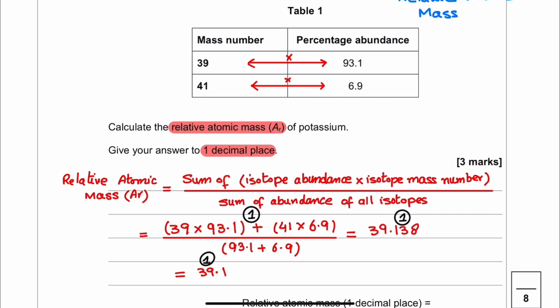39.138. But the demand of the question is that we need our answer to one decimal place. So to one decimal place, we have the answer 39.1, because after one decimal place, the number is less than 5.